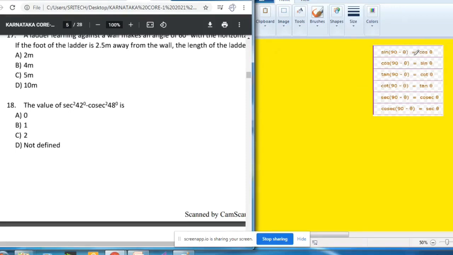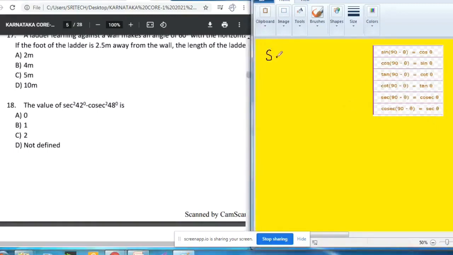Complementary angle for sine is cos, and complementary angle for cos is sine. Tan 90 minus theta is cot theta, cot 90 minus theta is tan theta. Secant 90 minus theta is cosecant, and complementary angle for cosecant is secant. If you know this, we can easily solve this problem.